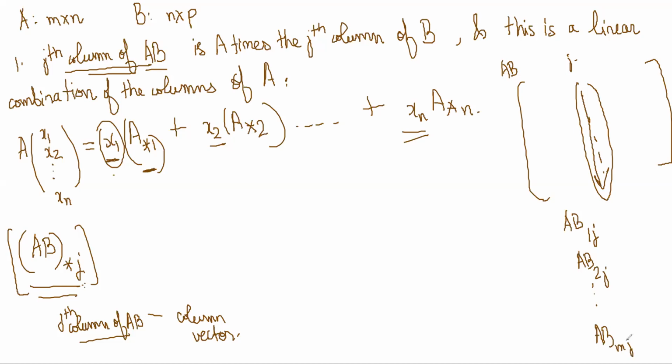Correct. So isn't this an m-dimensional vector? Think of it. It has m components, no? You picked out a column and you're calling that a column vector. Any column can be called a vector. Any column of a matrix or a row of a matrix can be thought of as a vector.